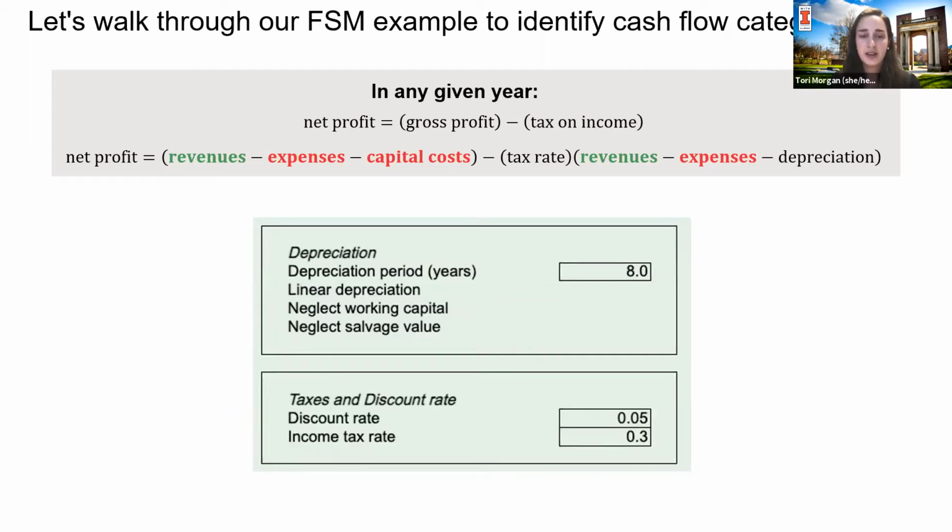I think this was asked earlier in the chat, but for our example right here, we're looking at a depreciation period of 8 years. And then we have the taxes and discount rate. The discount rate is 5% and the income tax rate is 30%.